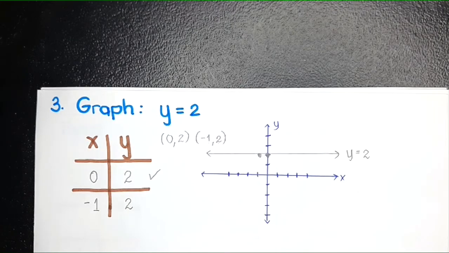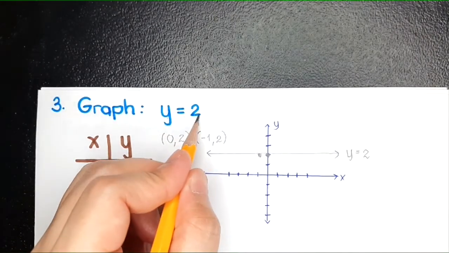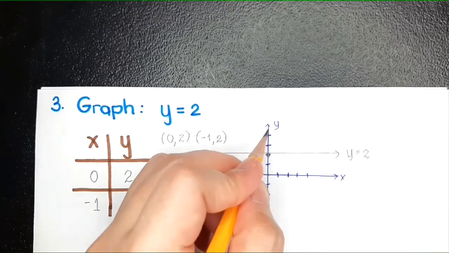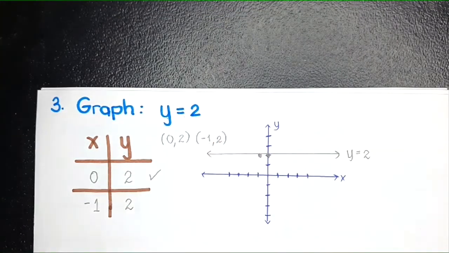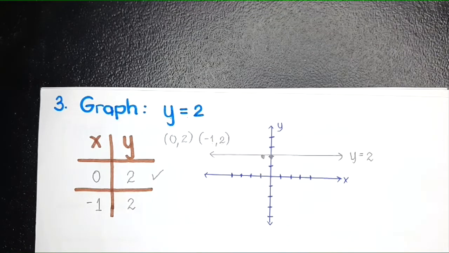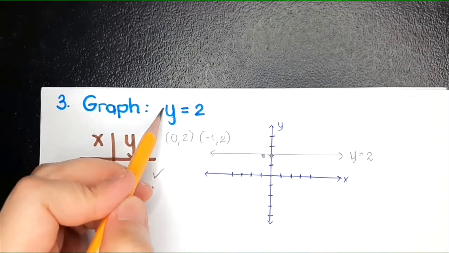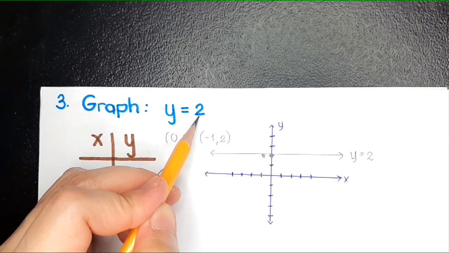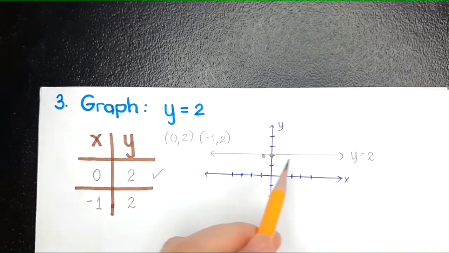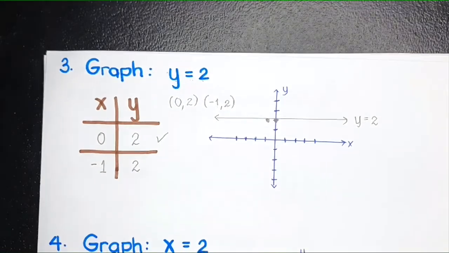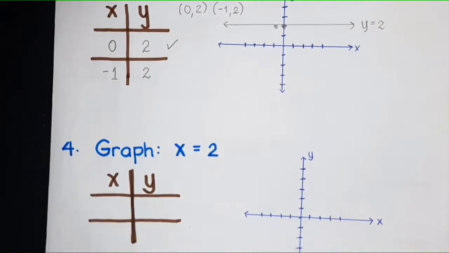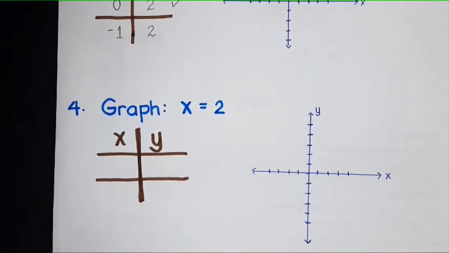Okay? Ganun lang yun. Kunyari, you have y equals 5. Hanapin nyo lang yung y equals 5 and then you draw a horizontal line. Alright? Okay. That's how you graph y equals a constant. It is always a horizontal line. Okay? What about x equals a constant? Ano kaya ang itsura ng graph na yan?